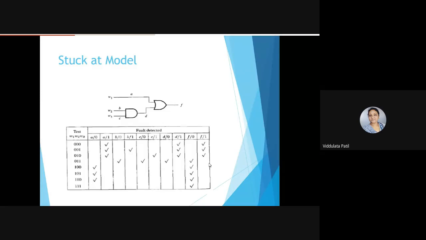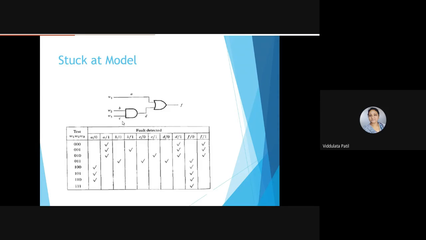So now, suppose we apply an input vector that is 1, 1, 1. That means again we are applying W1 equal to 1, W2 equal to 1, and W3 equal to 1. In a good condition, what will be my output? It will be equal to 1. But now, if this F is stuck at 0, then what will happen? It will result wrongly as F equal to 0. That means if this F wire is connected permanently to 0 logic level, I will get a wrong result.